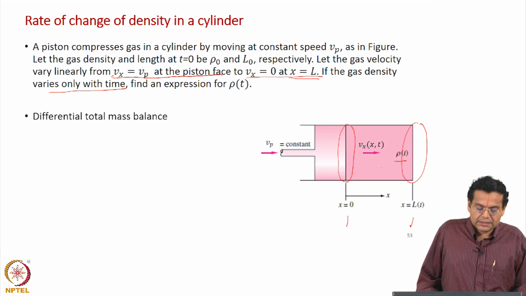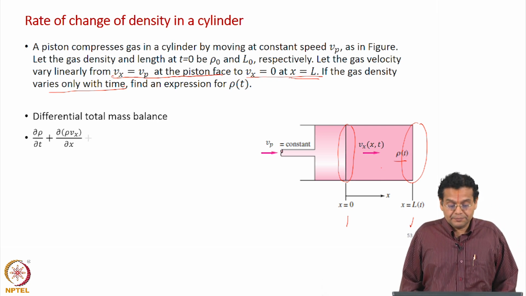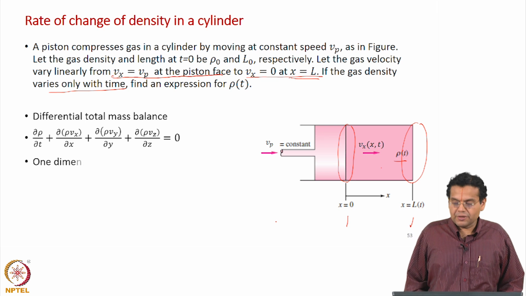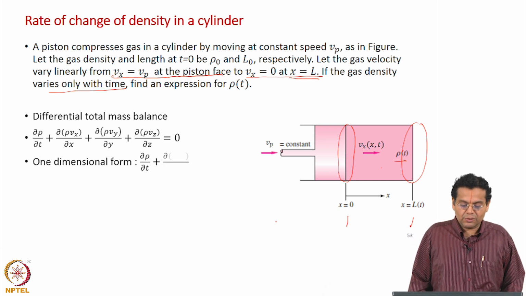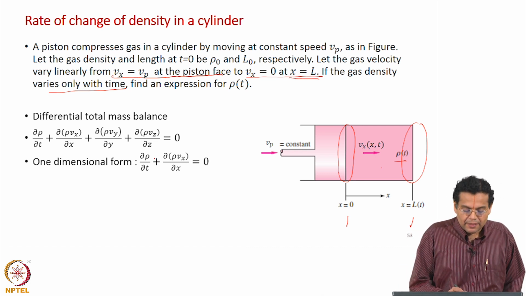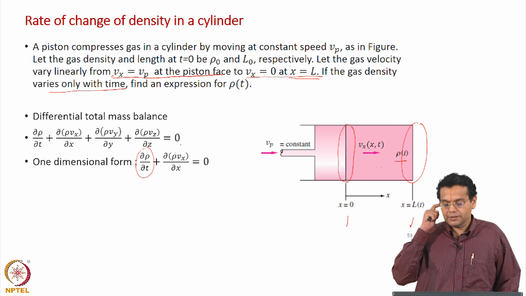Now, let us start with the differential total mass balance. Remember, density varies spatially, so I cannot use a simplified form, and we have just the one dimensional case. So, I simplify it and write as dou rho by dou t plus dou rho V x by dou x. Remember that I have not ignored this term, I have not taken rho out of the spatial derivative.